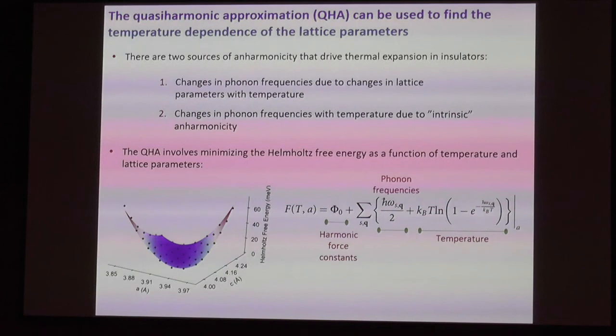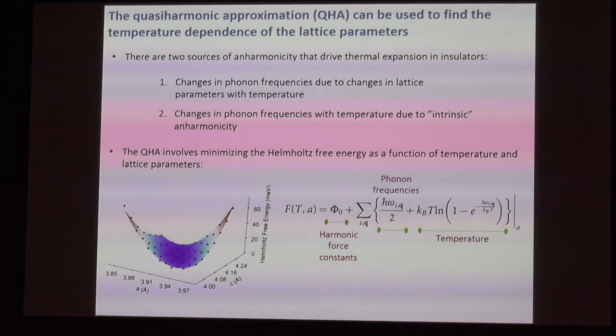And what comes out is a set of lattice parameters at each temperature T, and those are your equilibrium lattice parameters at those temperatures. So this is just at 300 Kelvin, and then this minimum, where this minimum is as a function of A and C, would move around as a function of temperature.